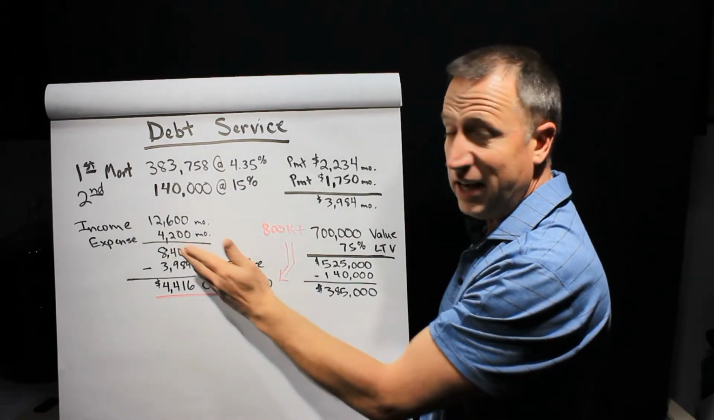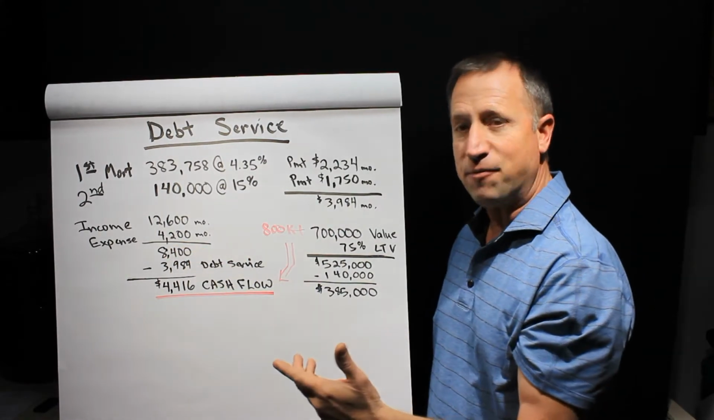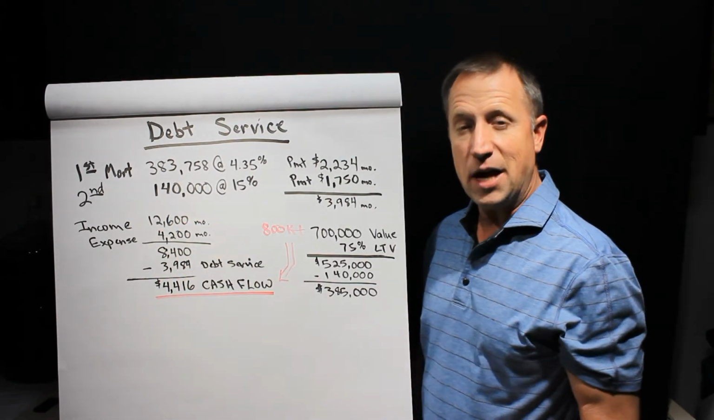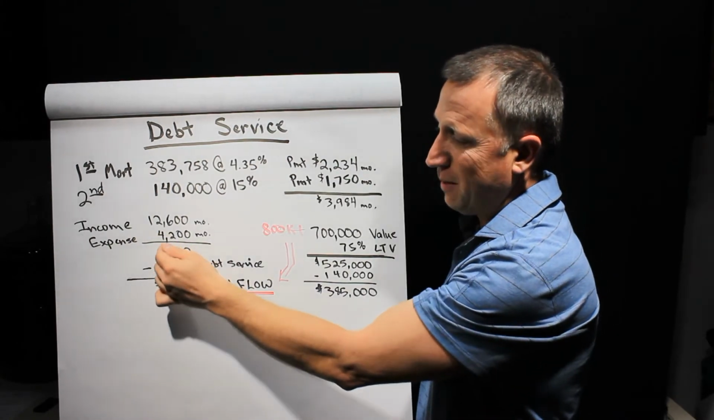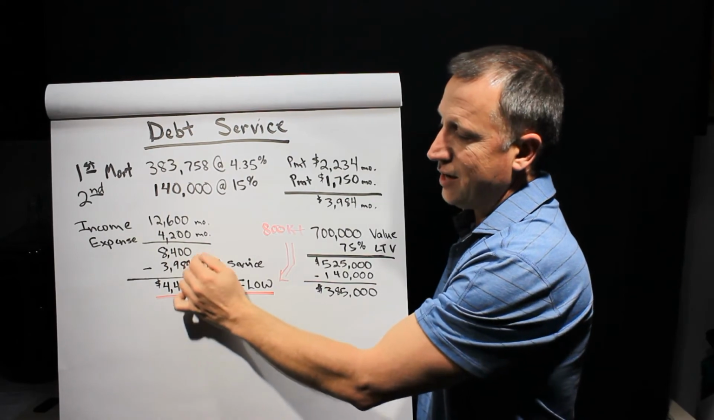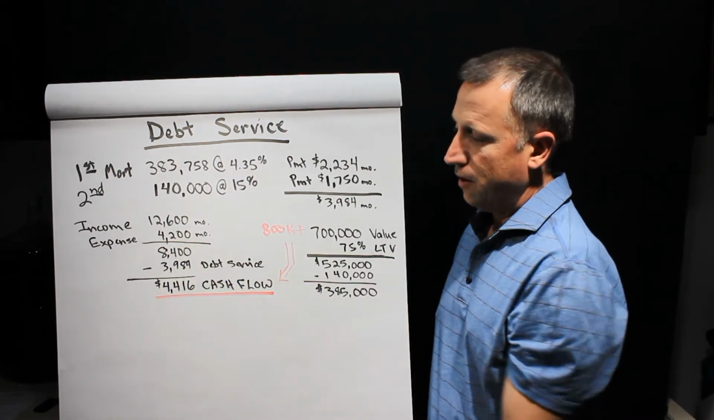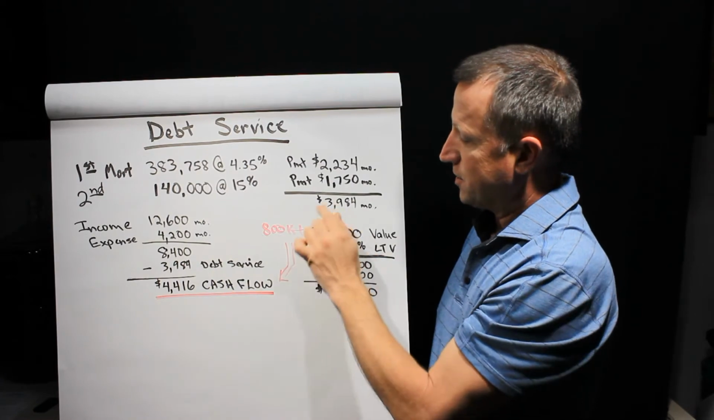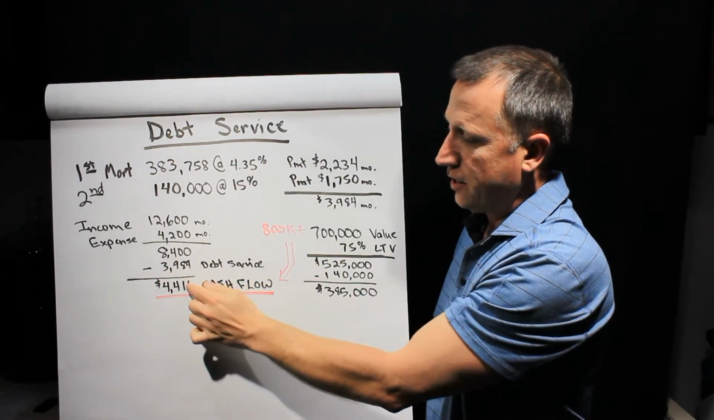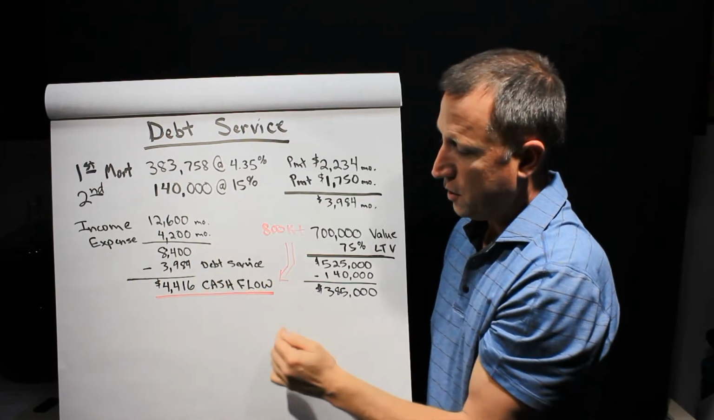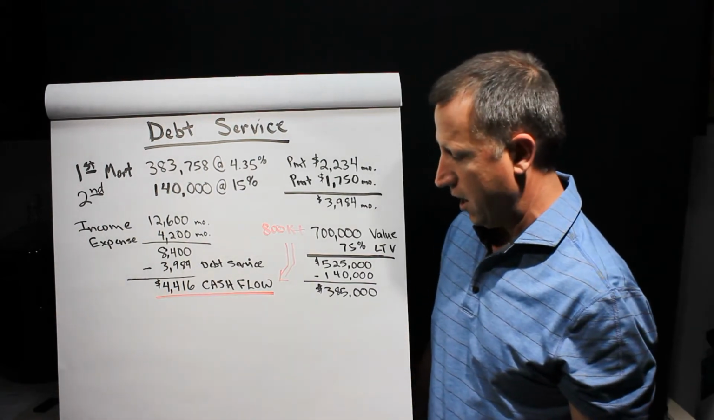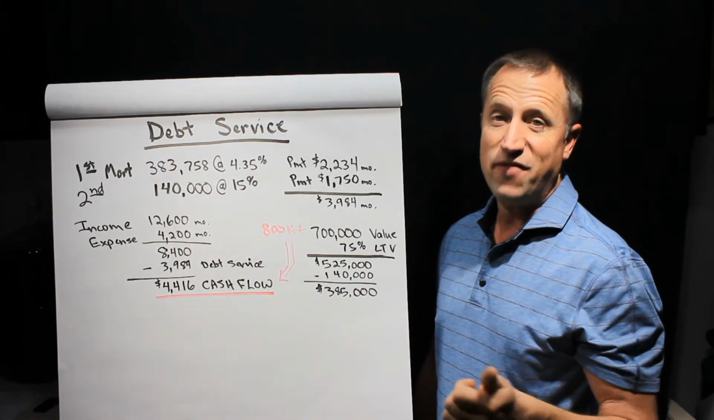But again, if you take a look at the new income after it's stabilized of $12,600, the $50,000 a year equates to $4,200 a month in expenses. That gives us $8,000 of new cash, minus the debt service of the first mortgage and the second lien of $3,984. We actually cash flow at the end of the month $4,400 and some change. That's really good.